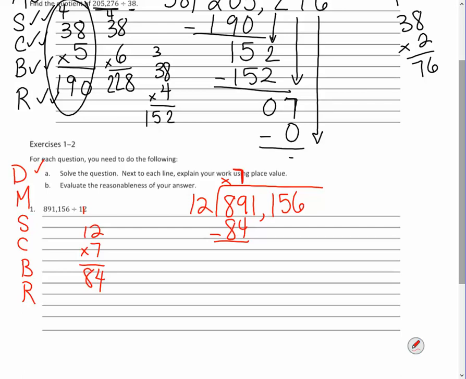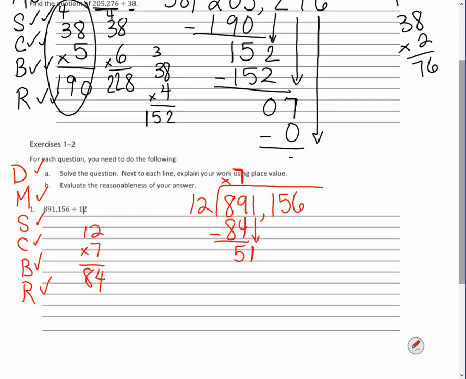Now we're going to subtract. All right, so 89 minus 84 is a difference of 5. Now we're going to check. Is 5 less than 12? Yes, it is. We're good there. We're going to bring down our next number, which is a 1. And we're going to repeat the process.